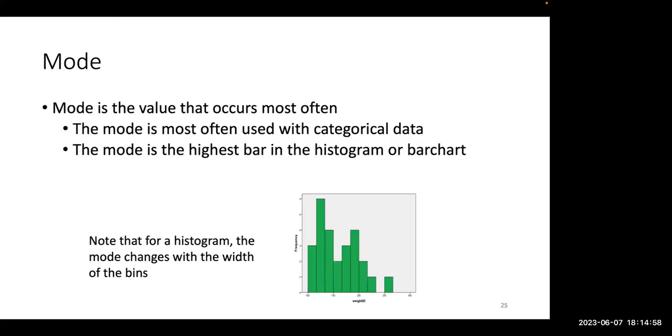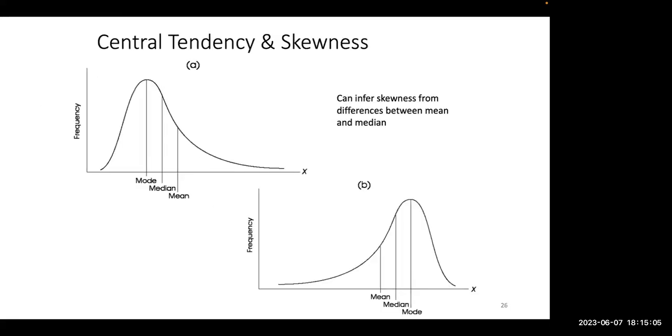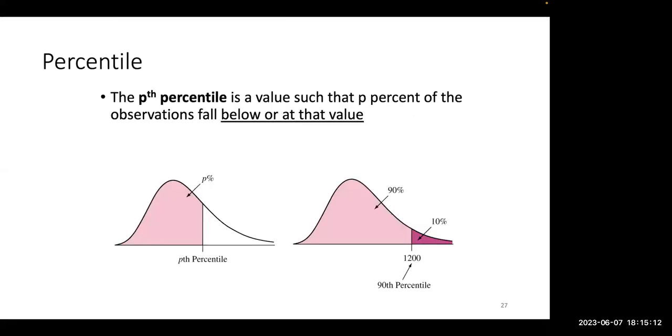We talked about the mode: the value that occurs most often changes with the width of bins. Skewness, we talked about skewness. This is exactly what I talked about before, the 90th percentile.